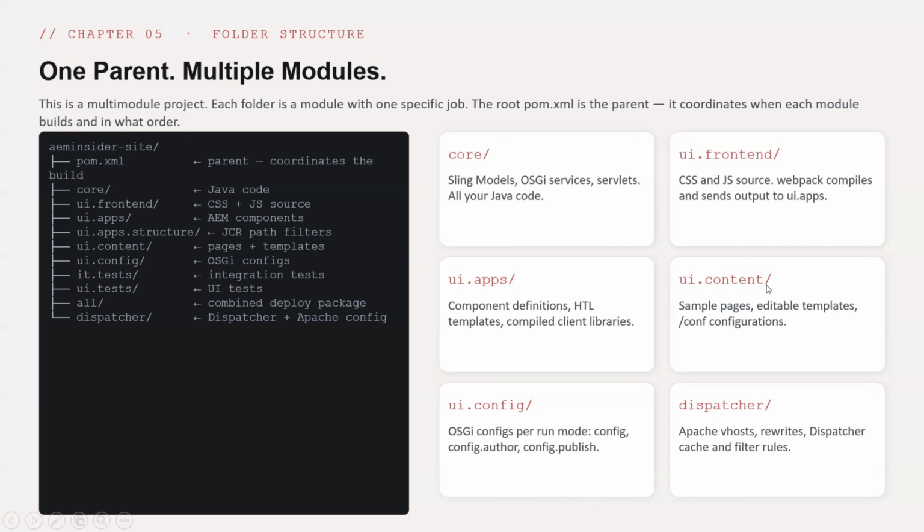Fourth one is UI content. Here, all your sample code and templates will live. Fifth one is UI config. All your backend related configs will be available in this folder. And the sixth one is dispatcher. All your dispatcher related configs will be available in this folder.